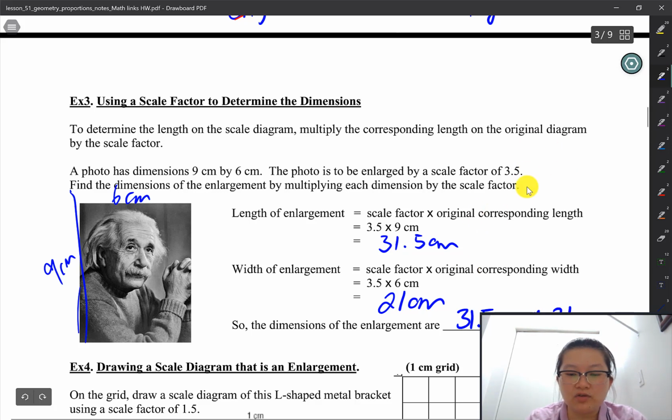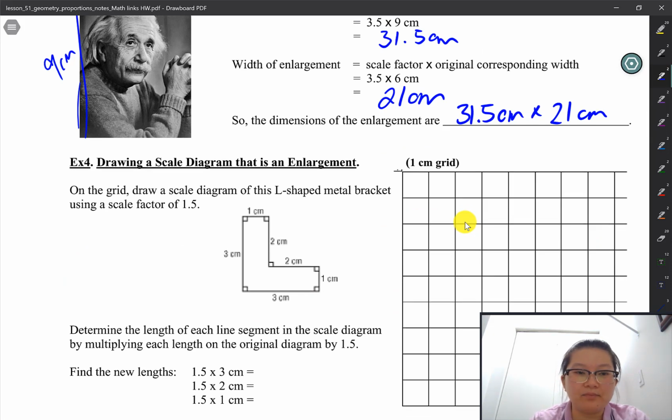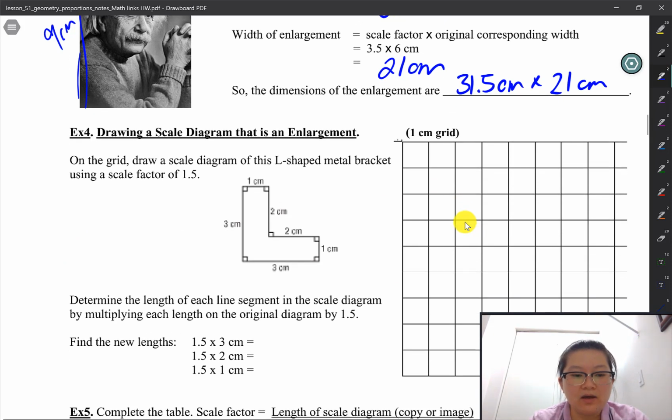It doesn't matter which order you write it, it's just dimensions. You know, one is the other one based off of what you see in the picture, okay?